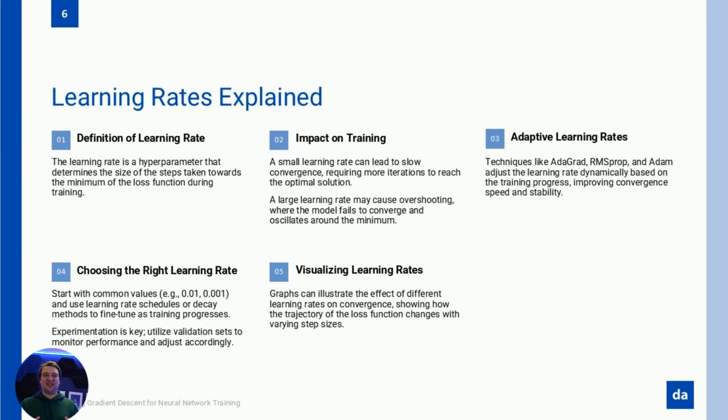Now that we've seen how loss functions guide gradient descent, let's talk about the speed of the journey, learning rates. Think of the learning rate as the gas pedal in your optimization car. It determines how fast or slow you move toward the solution. But here's the thing, pressing too hard or too lightly can completely derail your progress. Let's dive into why learning rates matter so much.